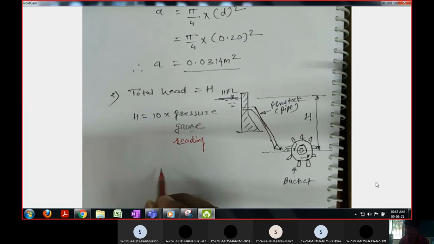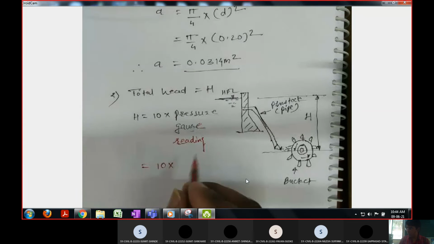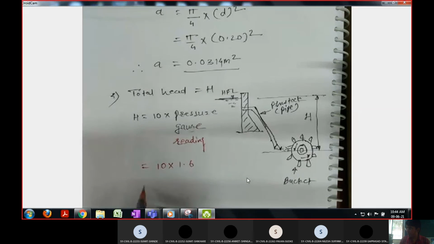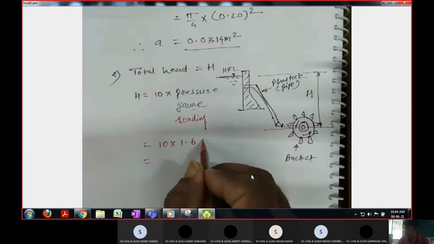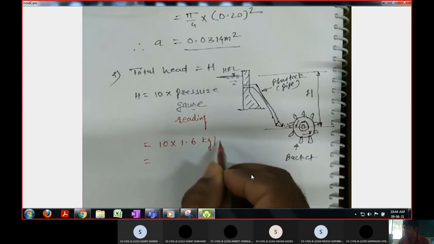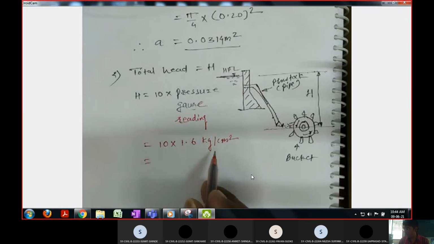Okay, 10 into pressure gauge reading. So 10 into, we have taken the pressure gauge reading here, 1.6. Now calculate. Why do I multiply this by 10? Because the unit of pressure is kg per centimeter square. Now if I want to convert this into meter of water, then I have to multiply by 10.